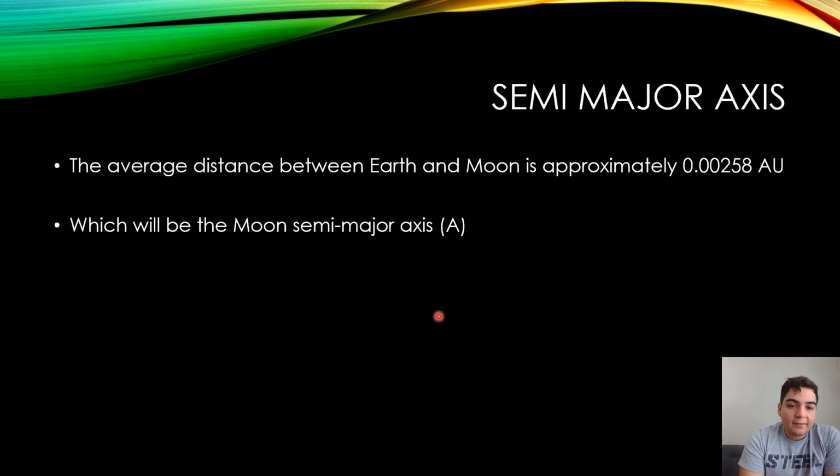And right now we're looking at the average distance between the Earth and the Moon, which is approximately 0.00258 AU. And this is going to be the Moon's semi-major axis, variable A, and we'll be using that at the very end of the presentation.